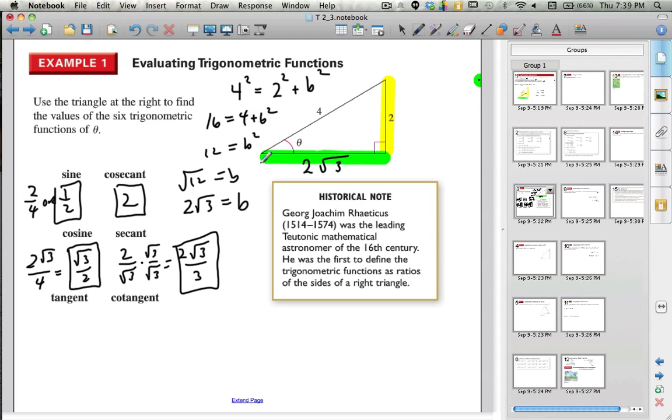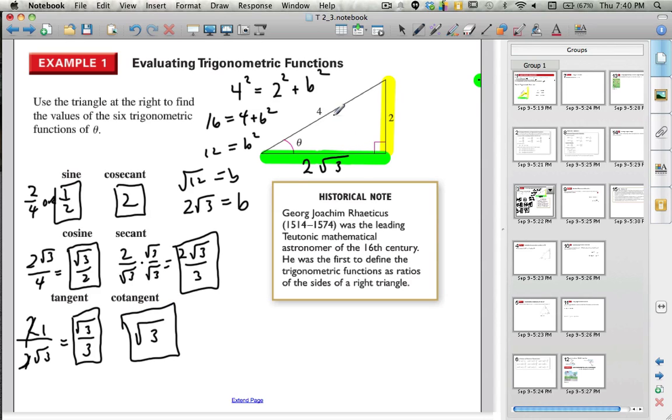For tangent, it's going to be opposite over adjacent, so I'll have 2 over 2 root 3. The 2's will cancel. And then I'll have to rationalize the denominator. I'll get root 3 over 3. And for cotangent, I want the inverse, but I can go back to here to take the inverse, and I'll get root 3 over 1, which is just root 3. So by taking my right triangle, finding the lengths of all 3 sides, and then using them appropriately, I can find all 6 of these trig functions.